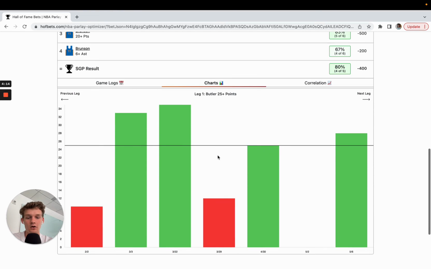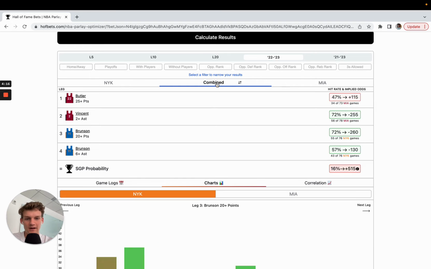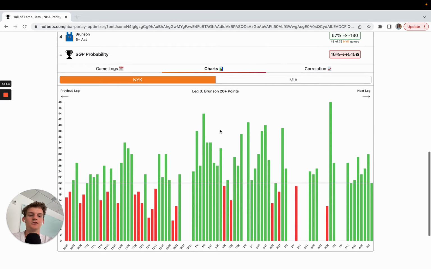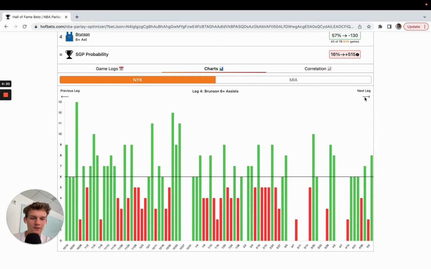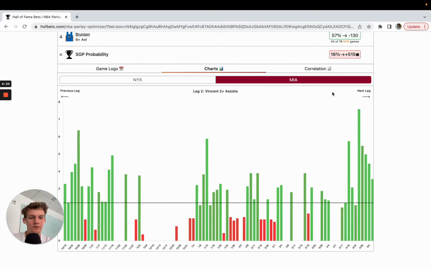So this is, again, only head-to-head, but let's just go back to combined, and then you'll be looking at charts through the season. So right now we're looking at Brunson's performances. Obviously, a lot of green here, which is a good sign, which means he's been picking up his scoring as the season's gone on. We can take a look at his assists as well, maybe a little more up and down, a little more steady throughout the season, and then we can go over and look at the Miami legs as well.